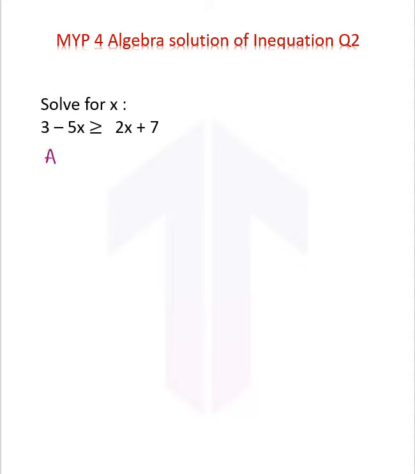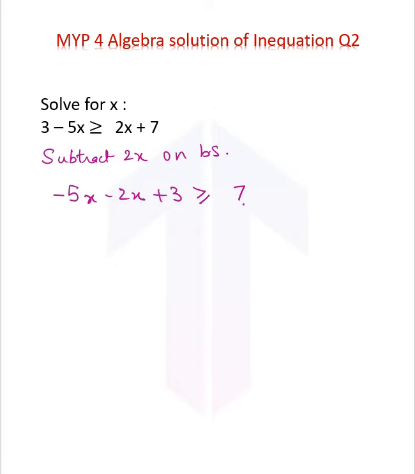So we'll say subtract 2x on both sides. So we get minus 5x minus 2x plus 3 would remain as it is greater than or equal to, when you subtract 2x on the right side, we get 2x is gone and we have 7.